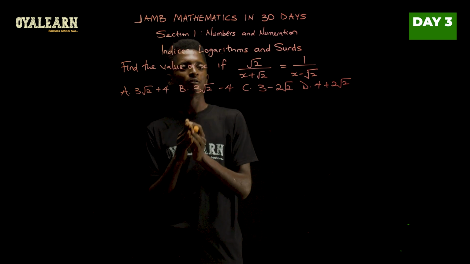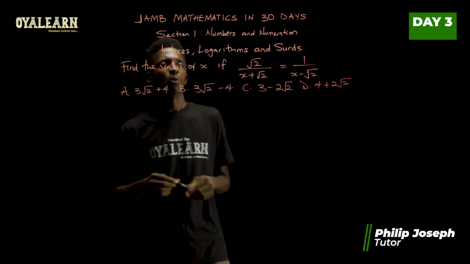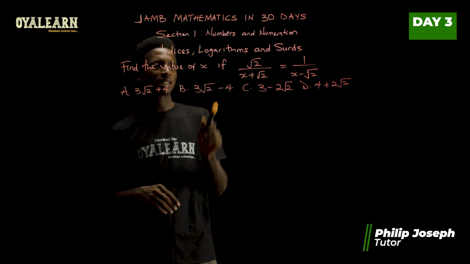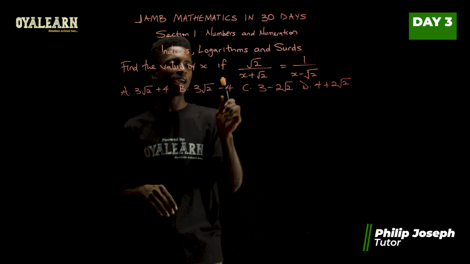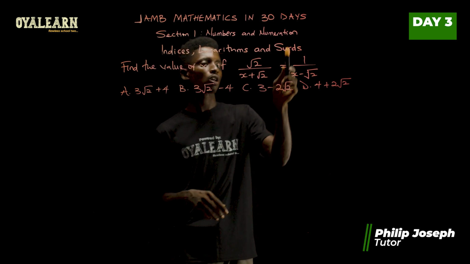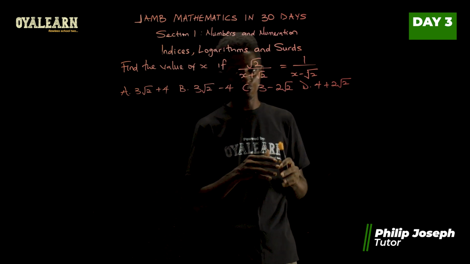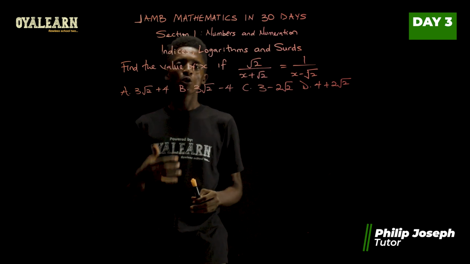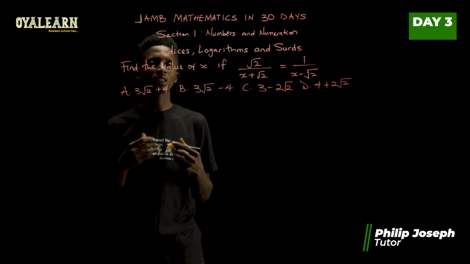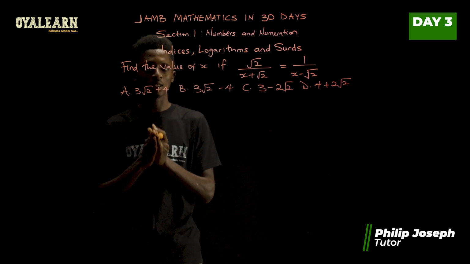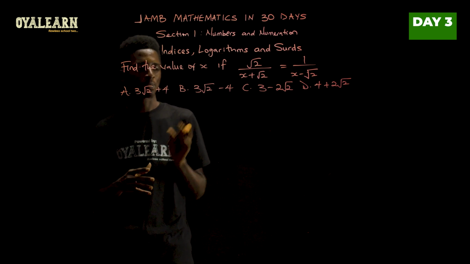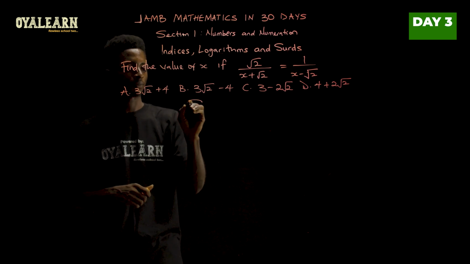Here's the question that involves surds. We're told to find the value of x if root 2 over (x plus root 2) equals 1 over (x minus root 2). Now, if you want to brush up your surds, you can check out our videos on surds right here in this channel. Now, let's solve this problem.